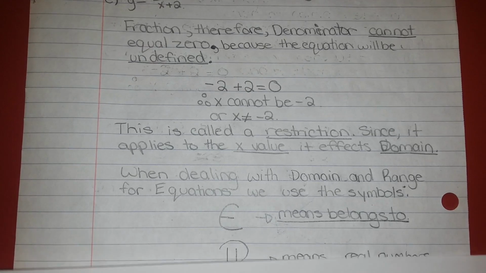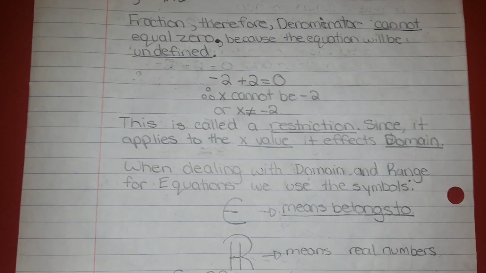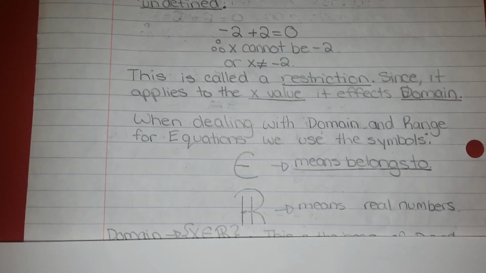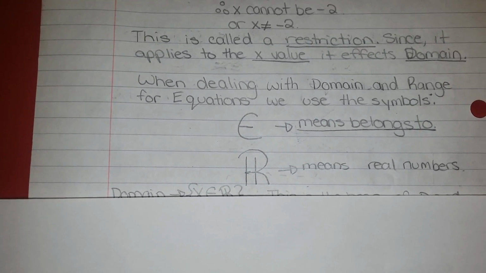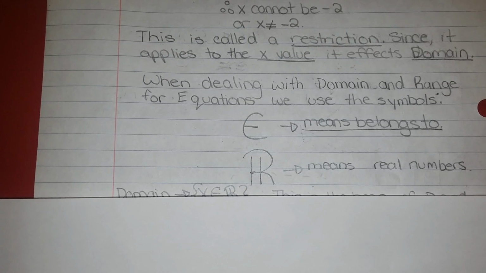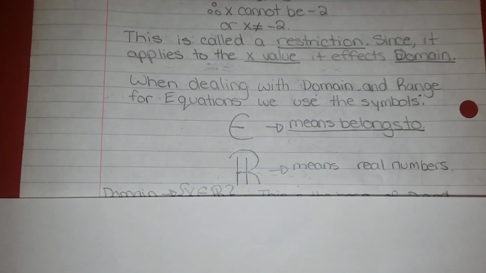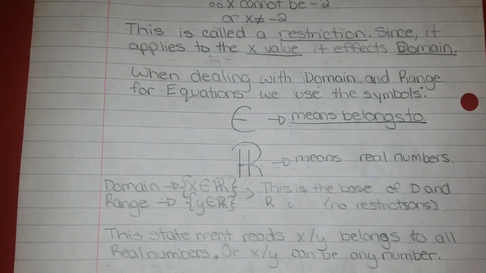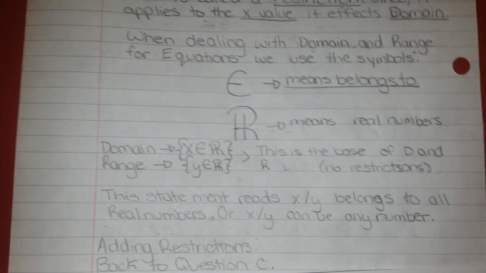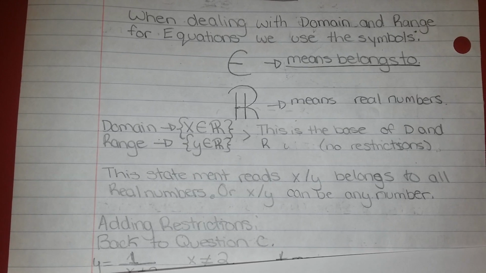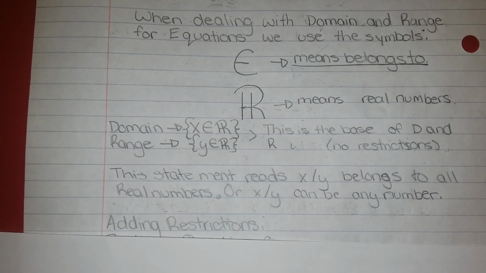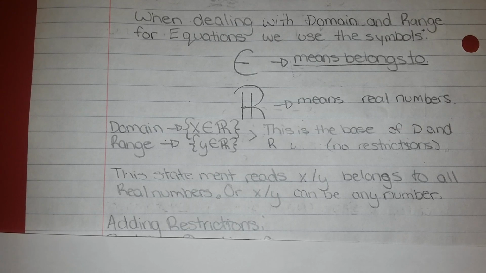When dealing with domain and range for equations, we use certain symbols. This E-looking symbol basically means belongs to. And this R-looking symbol basically represents real numbers. So here we have domain and range, and it basically states that x belongs to all real numbers or y belongs to all real numbers. This is the base of the domain and range when there are no restrictions.